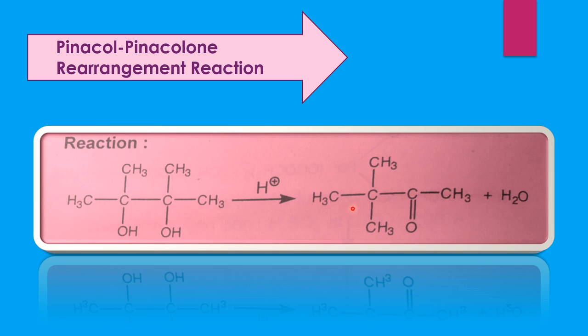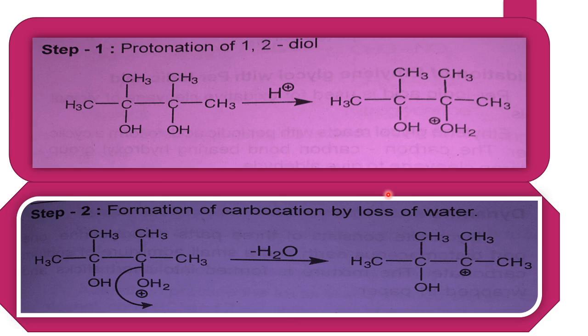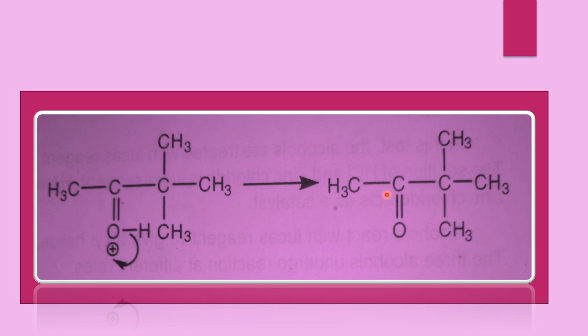You have to write it this way in the reaction. Okay, here is CH3 C double bond O, CH3 CH3 CH3. And the name of this you also have to write: 3,3-dimethyl-2-butanone or pinacolone product. In this way, you have to write the mechanism.